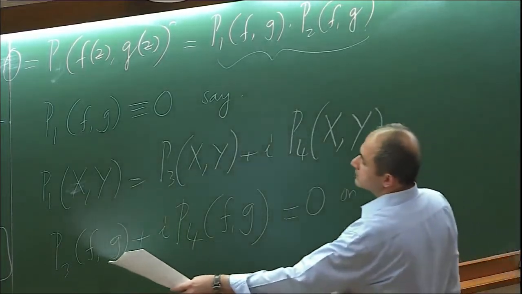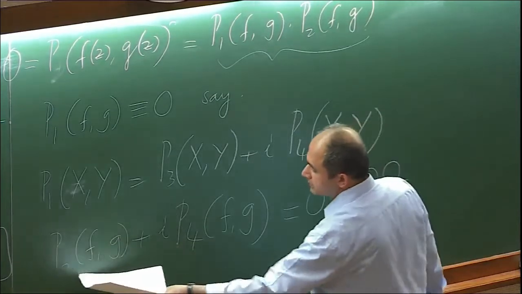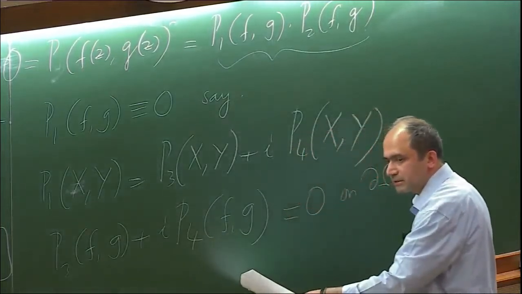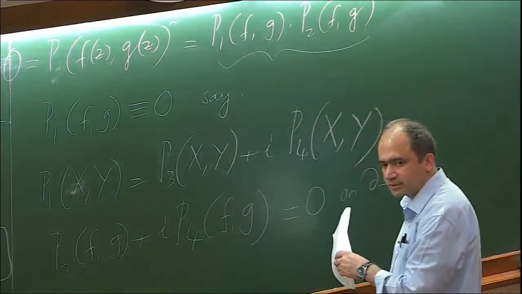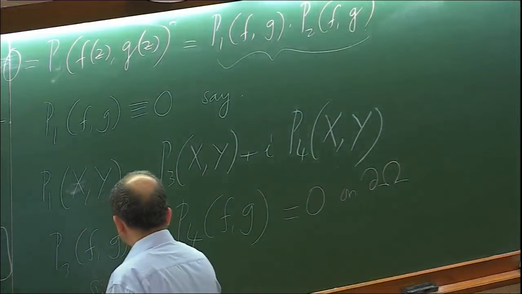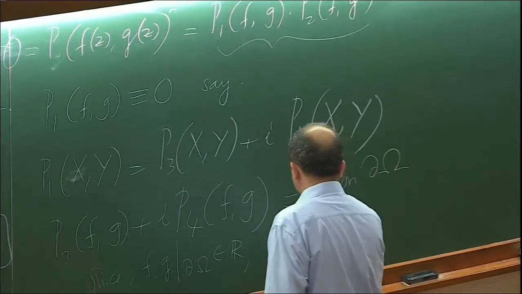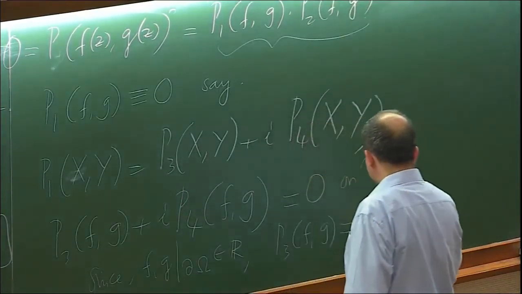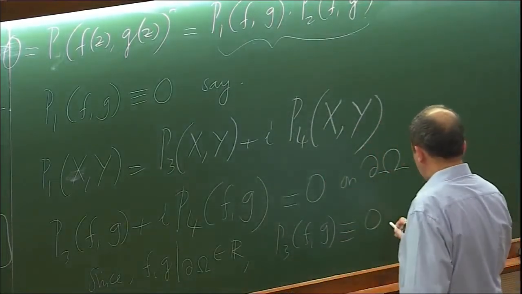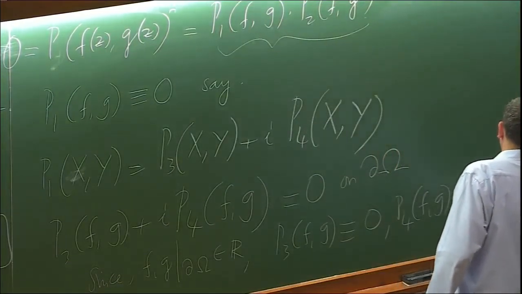But the other interesting thing is, I claim that since f and g take real values on the boundary, this is real and this is real. There is no further decomposition into real and imaginary parts here. These are the real and the imaginary parts of this expression here, because f and g are real on the boundary. Okay? So since f comma g on the boundary are real, I can conclude that P3 of f comma g is identically 0, again by the maximum principle and so on, and P4 of f comma g is 0 on the boundary, on the entire domain.